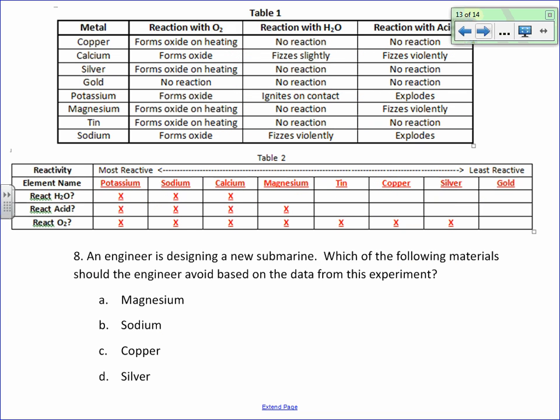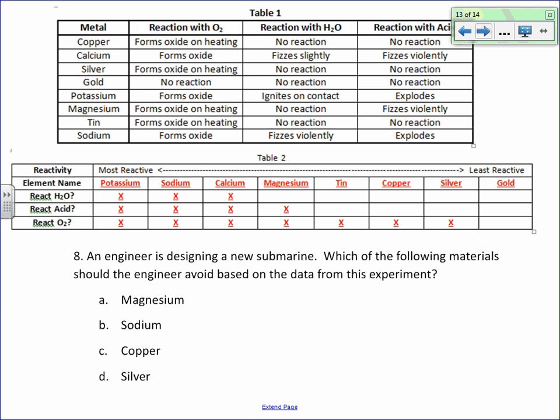Last but not least, an engineer is designing a new submarine. This is kind of the application of this question. Why are they doing this experiment? Which of the following materials should the engineer avoid based on the data from this experiment? If you're in a submarine, what are you going to be exposed to a lot of? Water. Meaning that you do not want to explode when you're exposed to what? Water. If you made a submarine out of potassium, that would be very, very bad. That's called a torpedo, not a submarine. So you don't want to react with water.